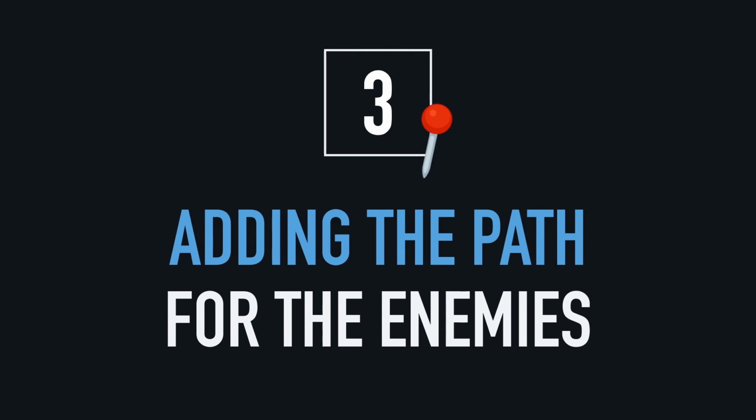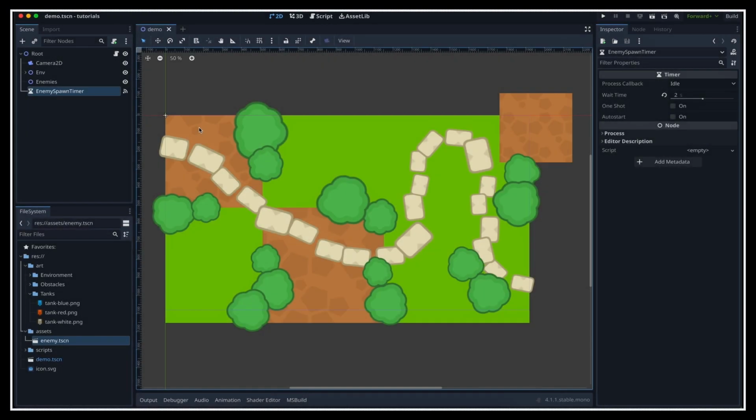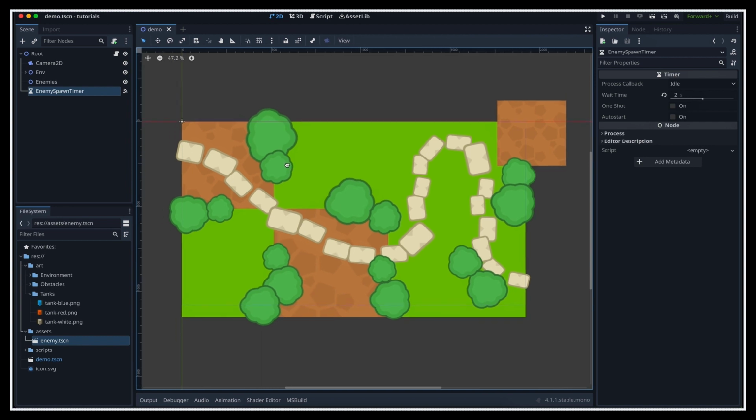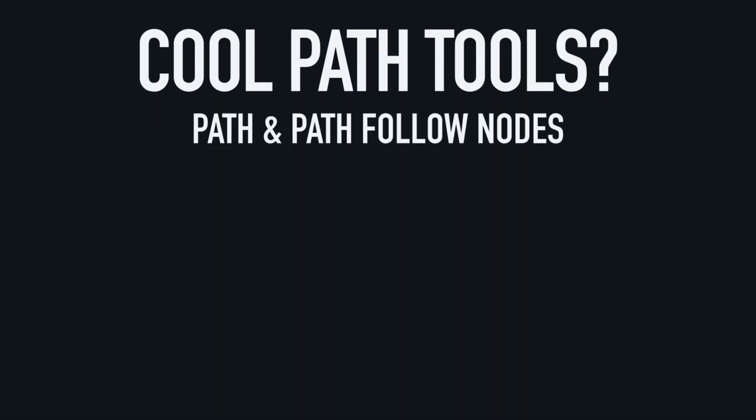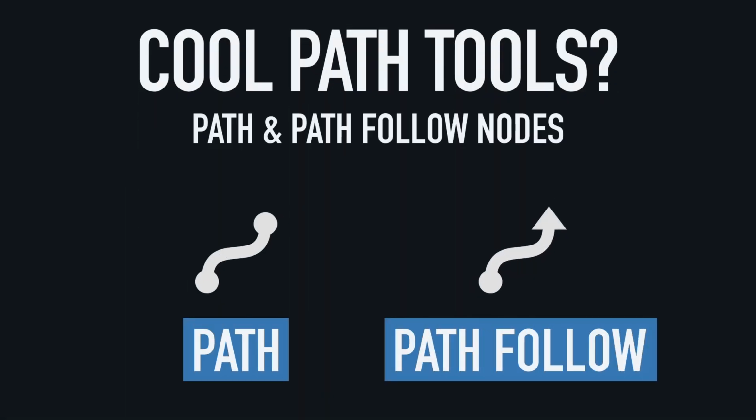For now, when our enemies spawn, they stay still at the exact same spot in the top left corner of the level, and so they all appear on top of each other. What we want to do here is define some path for them to walk on, and so we want them to go from a spawning point on the left to the exit point of the level on the right. Luckily, for this, Godot has a great pair of tools called the path and path follow nodes.